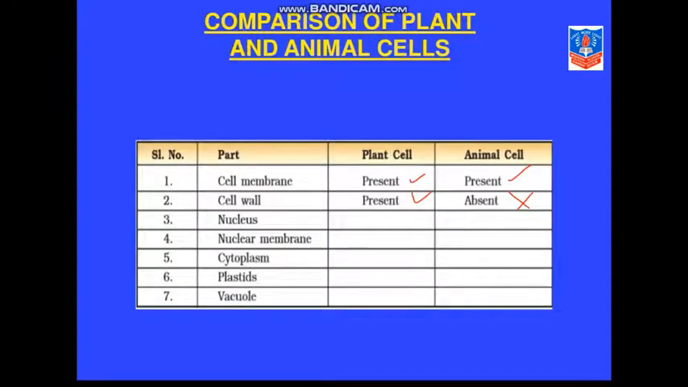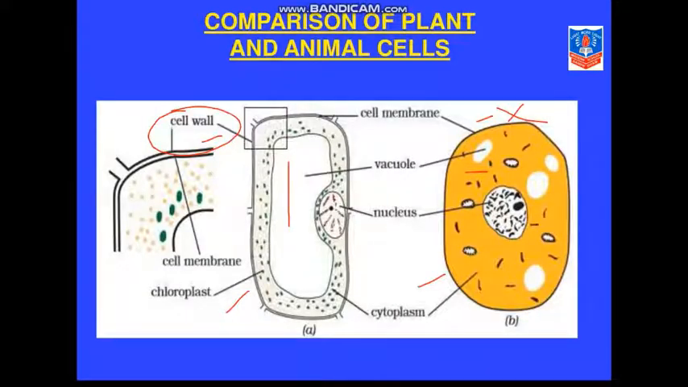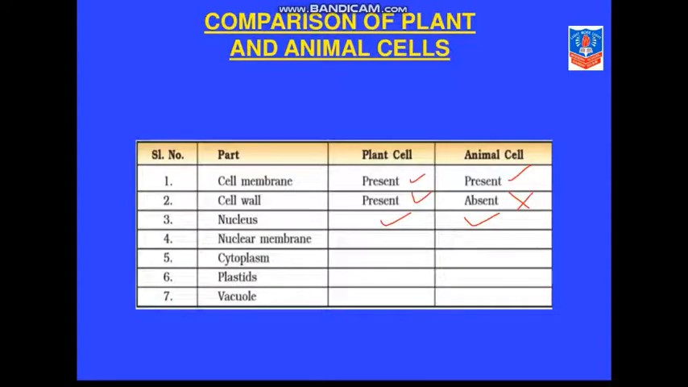Then comes the nucleus. Is it present in both the cells? Yes, nucleus is present in plant cell, even in the animal cell. Then our next is nuclear membrane. Nuclear membrane, you can see it is present in both. Nucleus में membrane एक बाहर से दोनों में होती है nuclear membrane, so it is present in plant cell and animal cell.